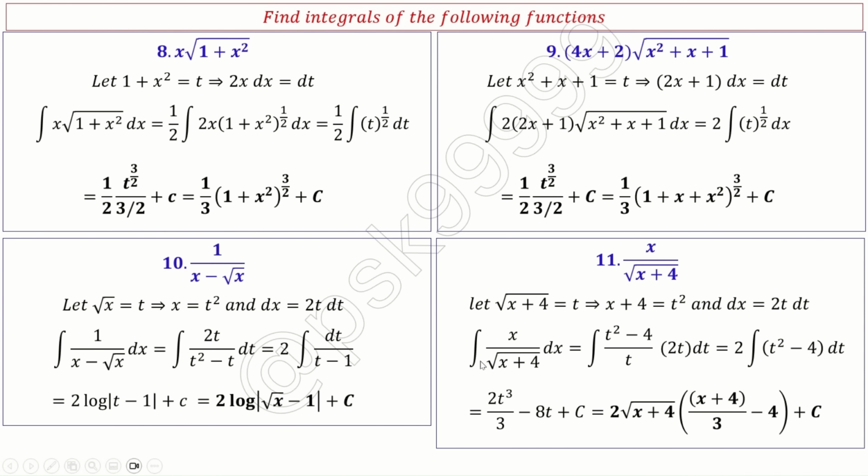So integration of x by square root of x plus 4 will become integration of x is nothing but t square minus 4. Okay. And this is t, so into dx is nothing but 2t dt. So t and t get cancelled. I am left with 2 times integration of t square minus 4 dt, which is very simple, which is 2 times t cube by 3 minus 8 times t plus constant. So if I replace t with the square root of x plus 4, this is what the answer is. Okay, next.